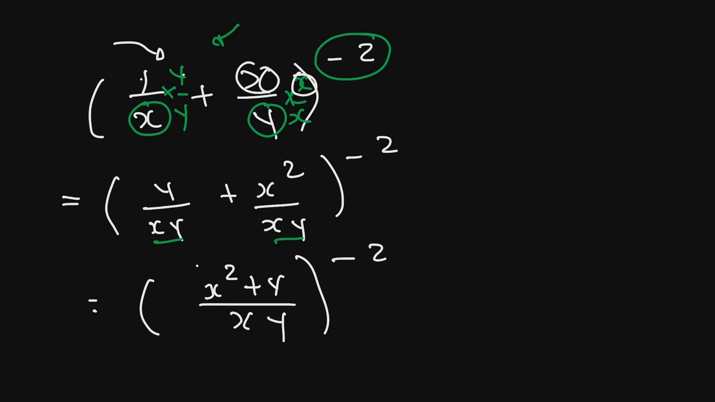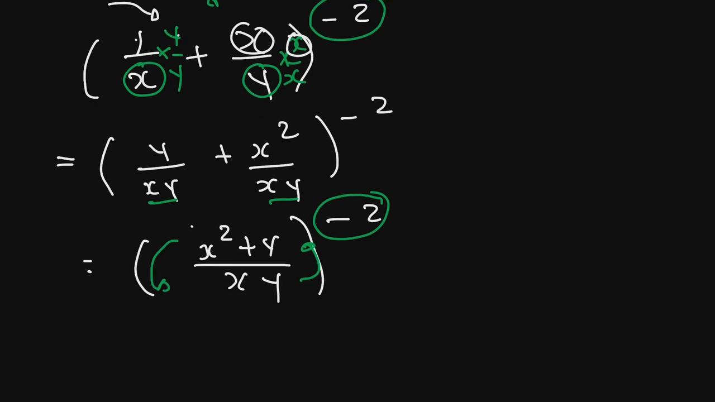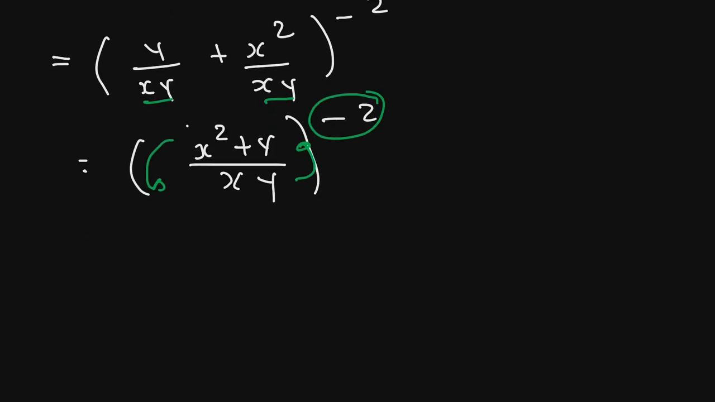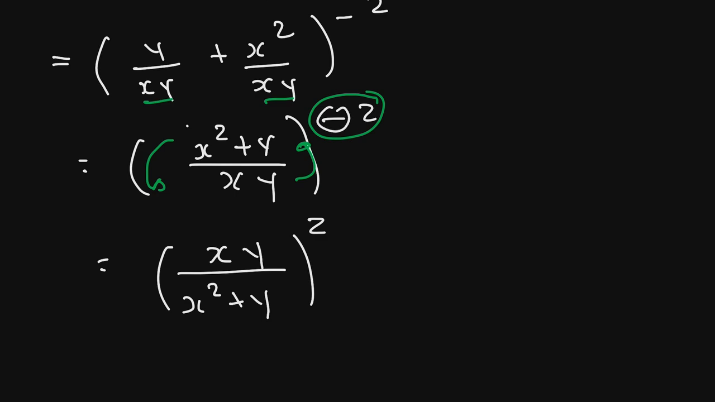Now when we get to this point, we know that we usually like our exponent as positive. So we are going to change the sign of the exponent, but when we change the sign, the top comes to the bottom and the bottom comes to the top. So now we are going to have xy over x squared plus y raised to the power of +2, because after they change, the sign also changes. Now we can apply the law of what? Of distribution. Remember, if the exponent is not there, that means it is 1.